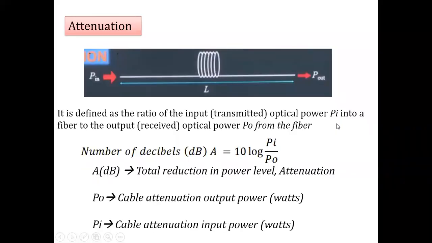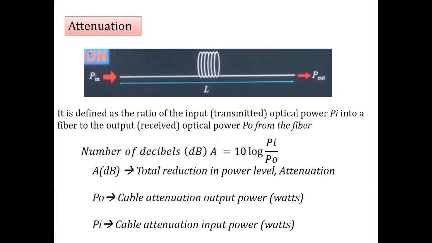So next we can see what we mean by attenuation. Actually, the signal transmitting through the fiber is degraded by two mechanisms. Already we know one is attenuation and another one is dispersion. Both are important to determine the transmission characteristics of the fiber at operating wavelength.